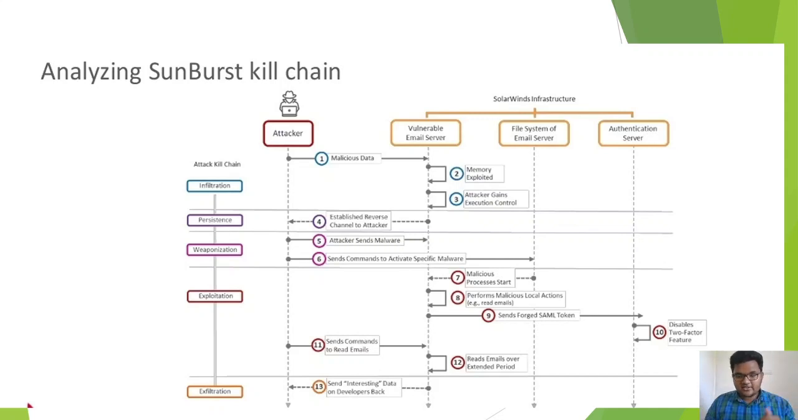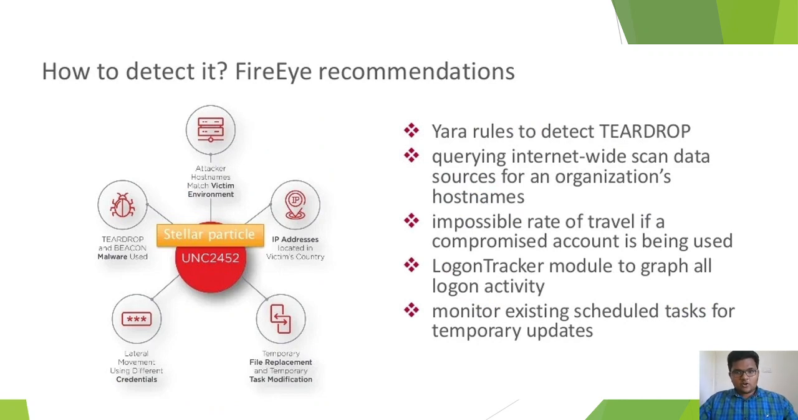These are the stages that took place in the SolarWinds Sunburst attack. Now we saw the attack, let's see how to detect it. There are some techniques, but we can't always detect and protect from all these kinds of attacks. But FireEye is the first company to identify that the attack took place in the Orion software. So FireEye gives some recommendations to detect the attacks.